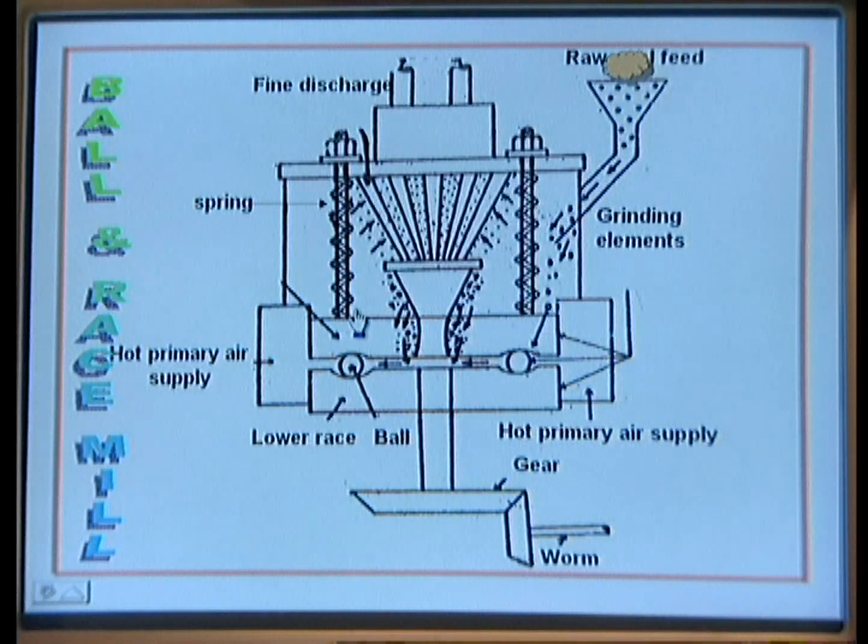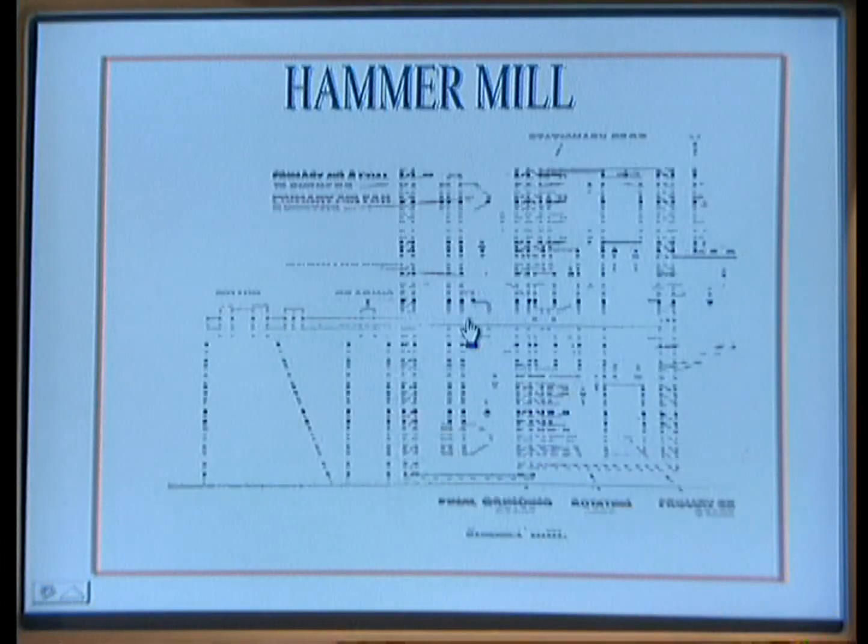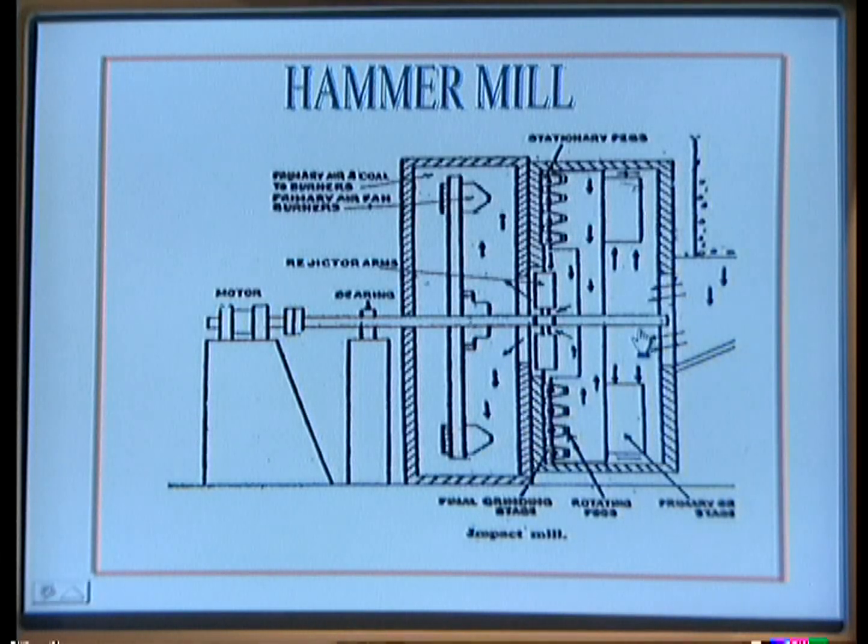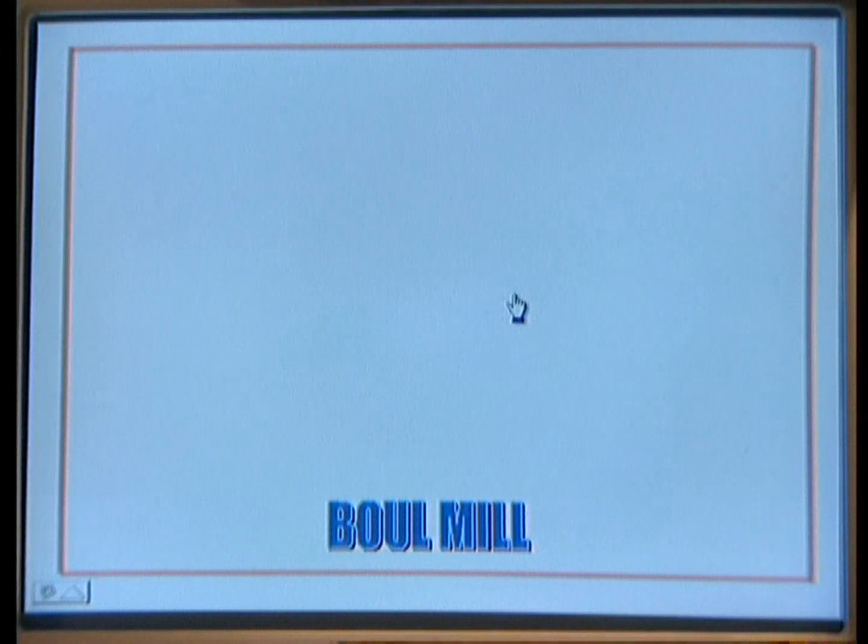We have to adjust the tension between the lower race and the outer race. The lower race can be run by some motor. This is another example of a pulverizing mill. Let us go to another figure, that is the hammer mill. The process is similar. You can see the coal is coming here, the process is similar.